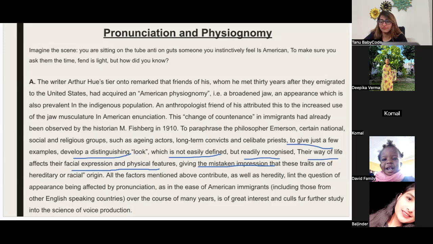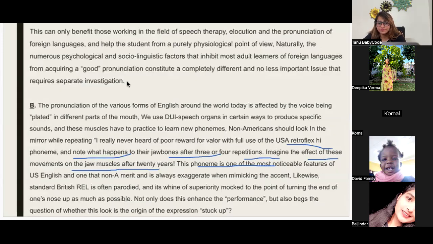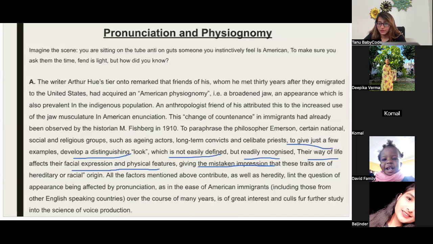Let's see if we have something more about Emerson in the next paragraph. Do we have something here related to Emerson? No. So we can find here that Emerson is only here, and he talks about what? To paraphrase, read it again, confirm it again, match it again.